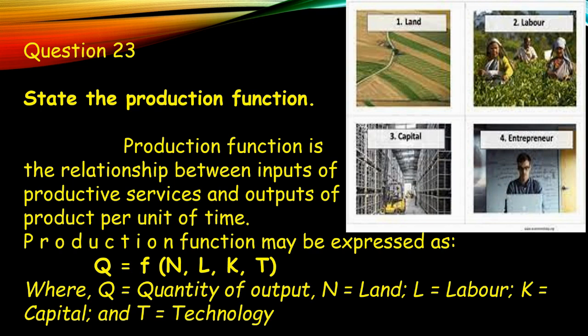It can be expressed as Q = f(N, L, K, T), where N is land, L is labor, K is capital and T is technology.